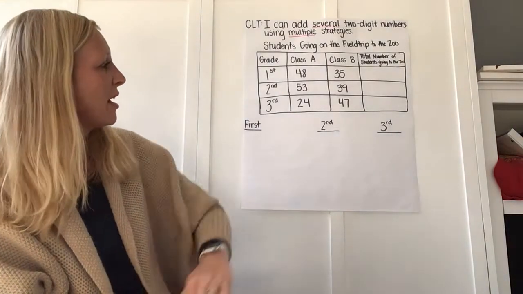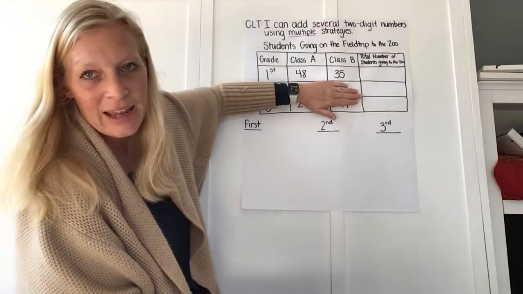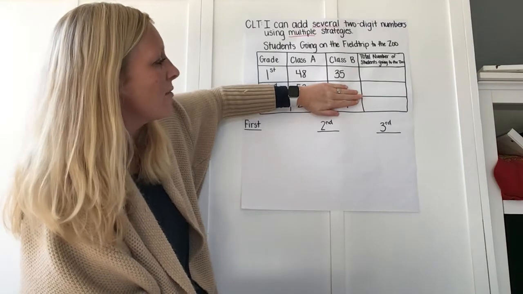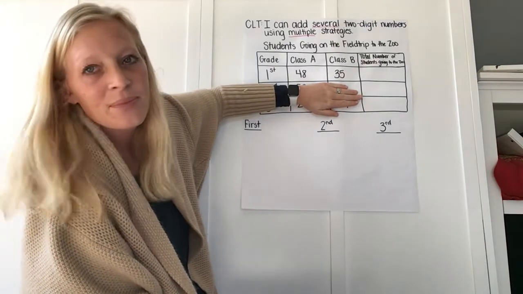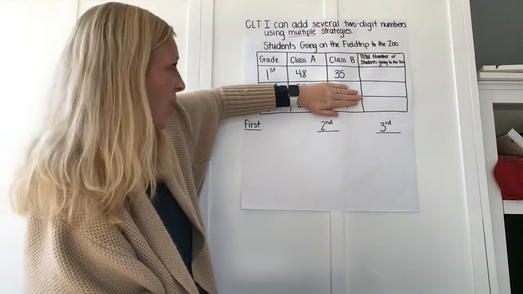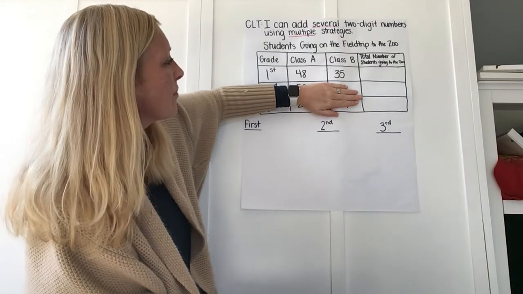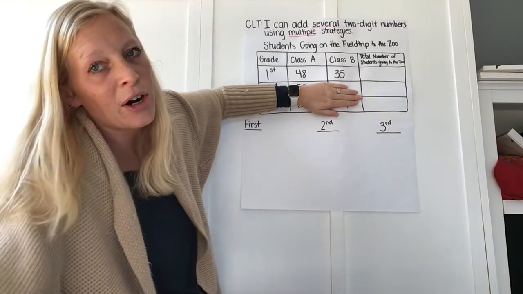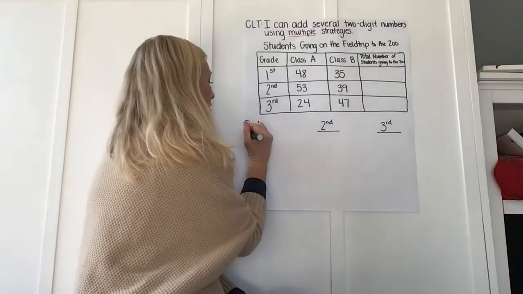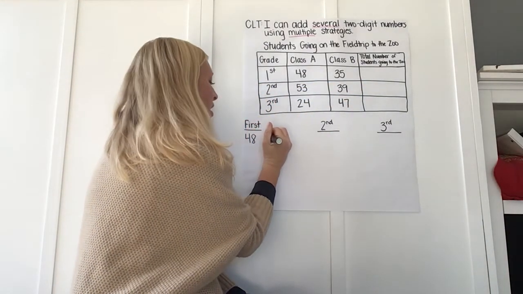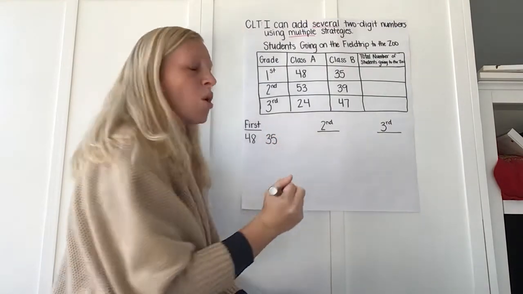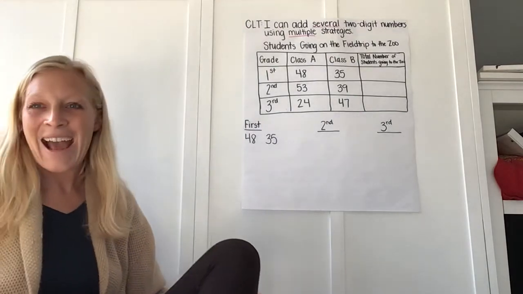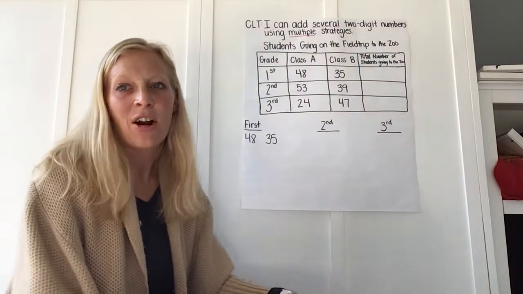Let's first take a peek at just first grade. In fact, I'm going to put my hand up here and cover this up. What do you notice about the information in first grade? There's 48 kids in class A, 35 kids in class B. I'm going to take my marker and we're going to jot those numbers down. 48 and 35. What's an equation we can write to help us find out how many kids there are in first grade total?